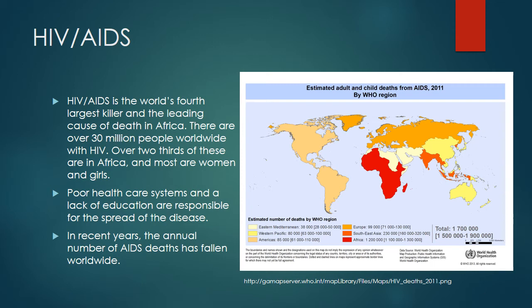There's 30 million people worldwide with HIV, and 2/3 of these are in Africa, and most of those would be women and girls. That's a really sad statistic, and it's often poor healthcare systems and a lack of education that is responsible for the spreading of the disease. The number of AIDS deaths has actually decreased in recent years, but as you can see by those deaths in Africa, it's still a huge problem in the world.